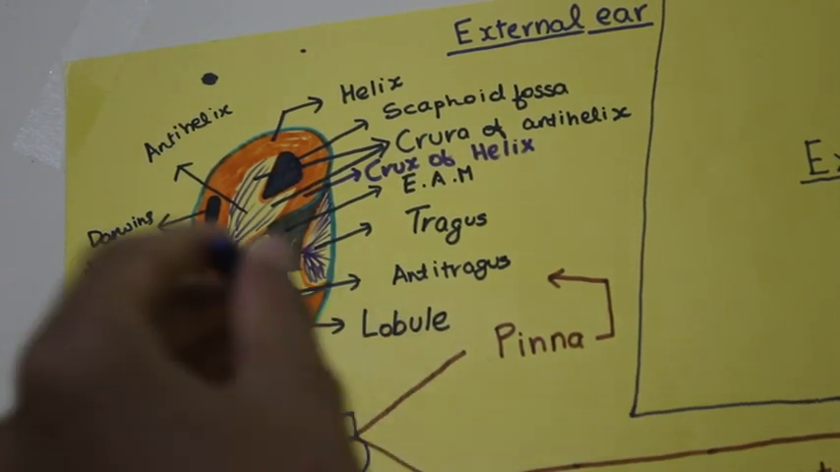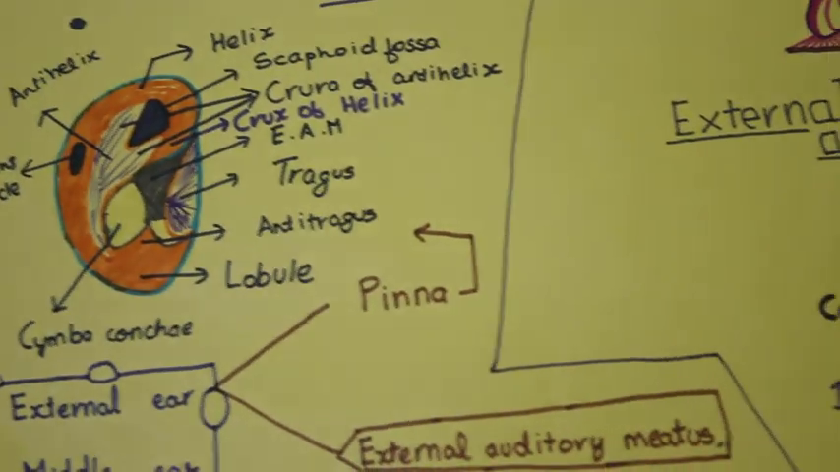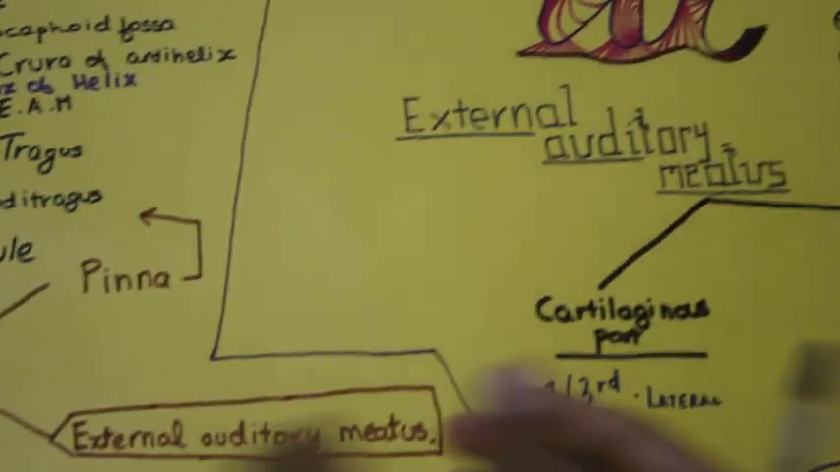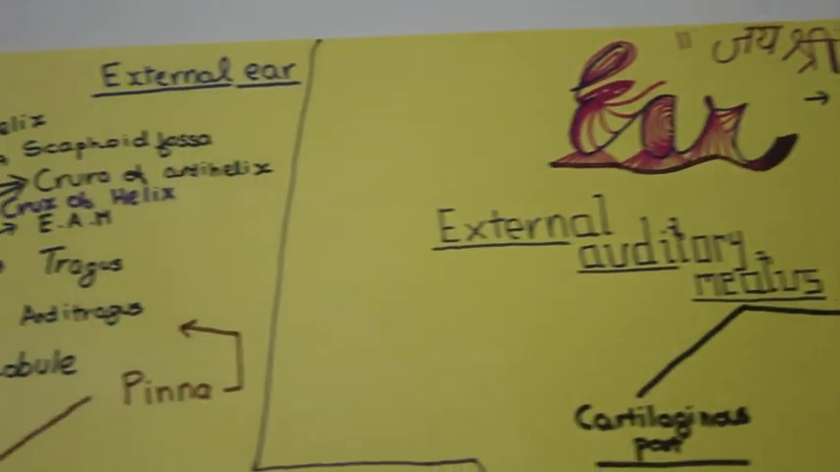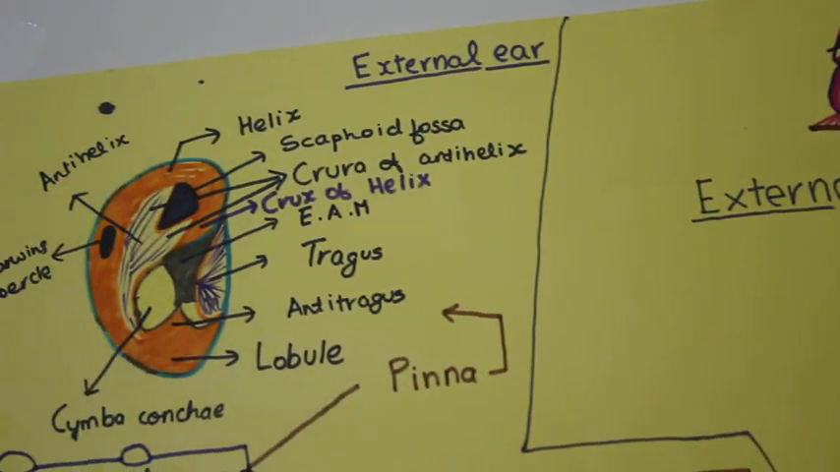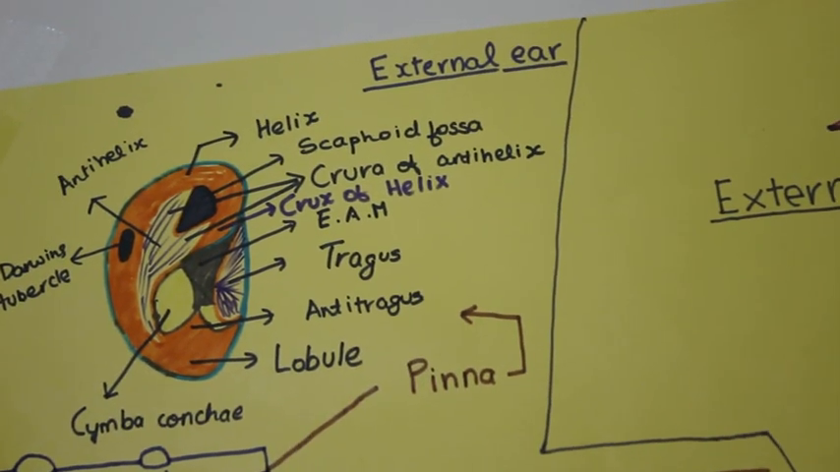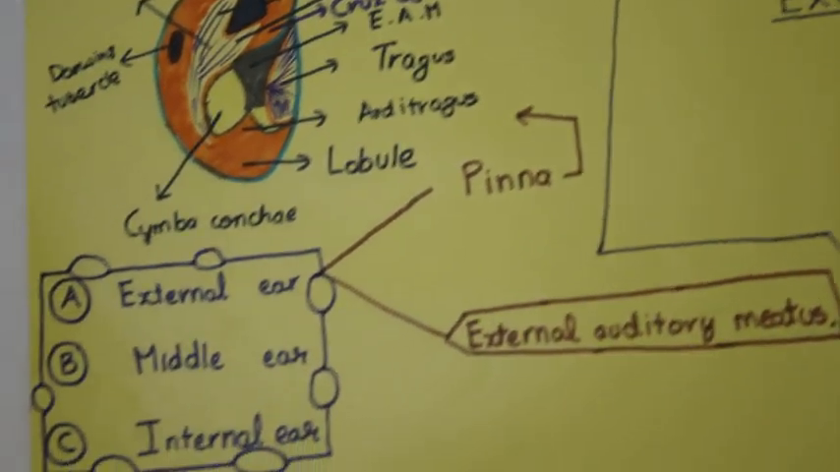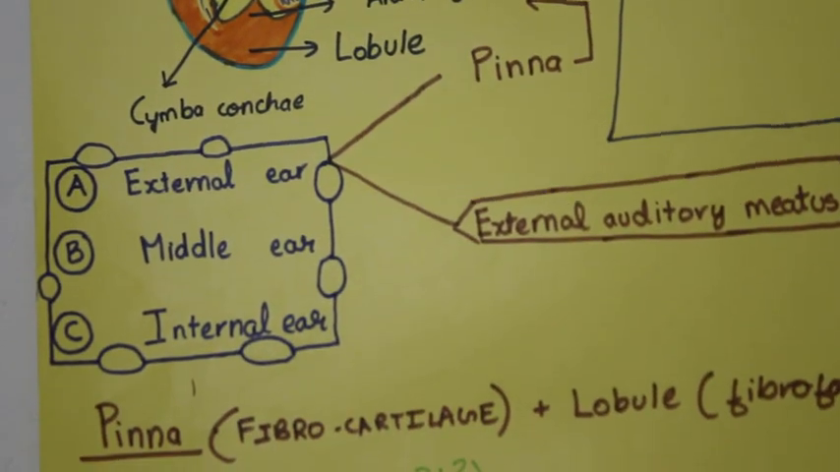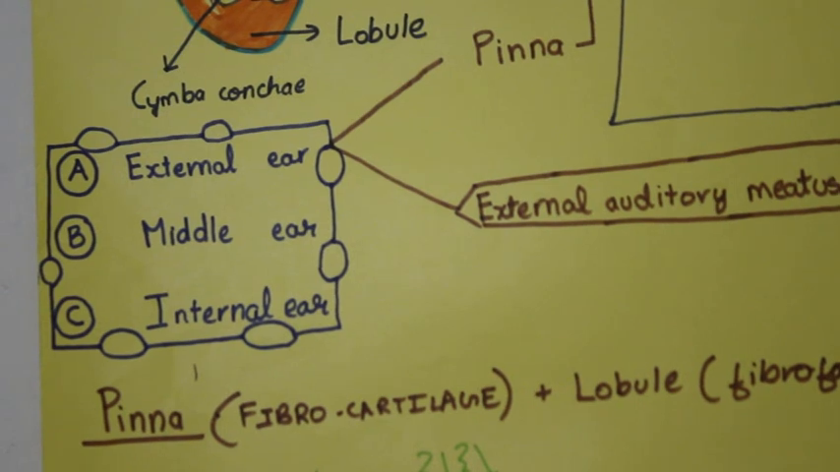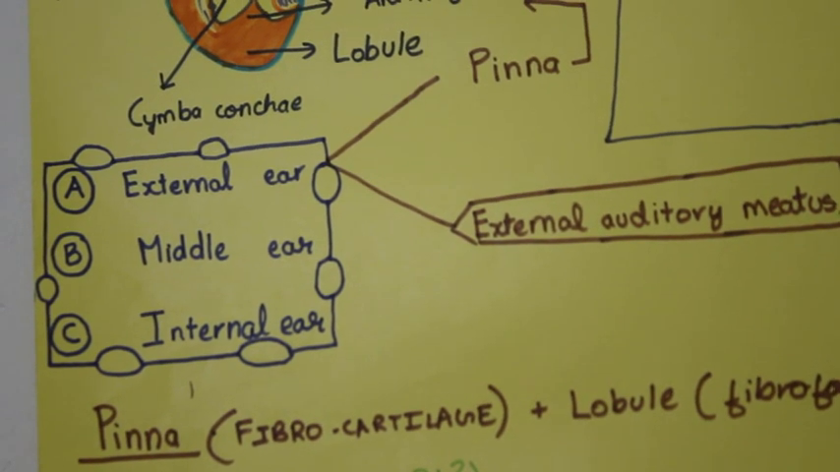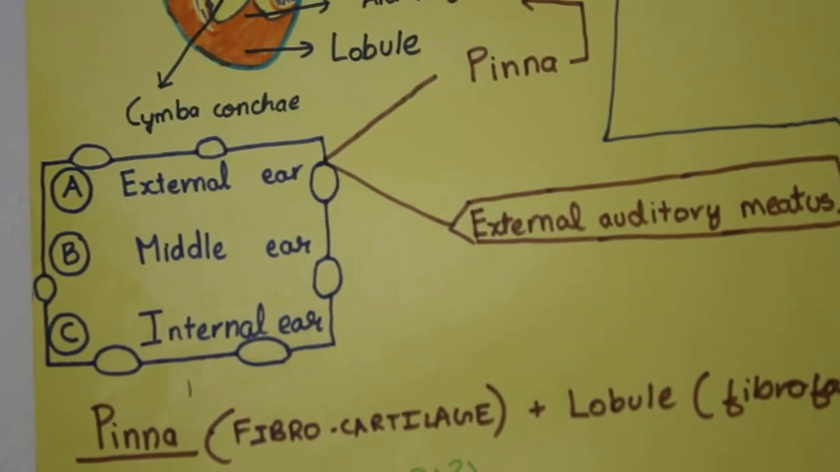And this is the external ear which we're talking about today. The pinna, the external auditory meatus, and a part of the tympanic membrane form the external ear. So these portions can be viewed by a normal otoscope or an endoscope. You can see them through the machines I mentioned now.